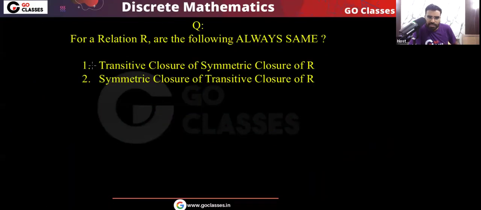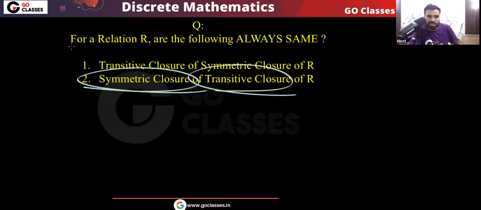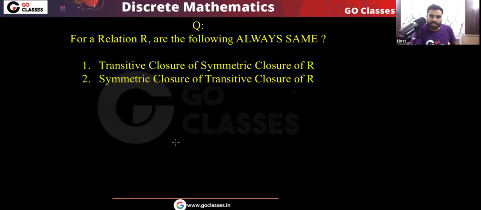Closure, can I say that the result will always be the same for every relation R? Can I say that? Think about it. Let me tell you the answer. Transitive closure and symmetric closure are not commutative. There are some relations R for which, if you first find the symmetric closure and then the transitive closure, the result will be different from first finding the transitive closure and then the symmetric closure.